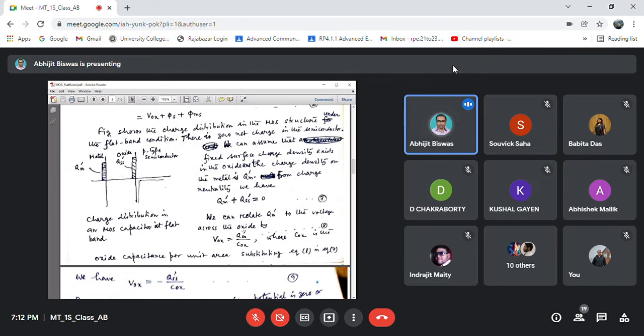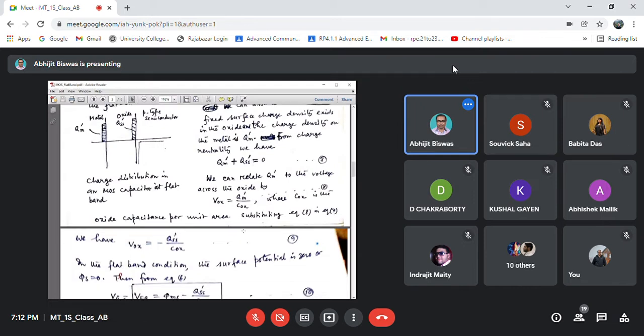So I think it is clear. So now we can relate Q'. Is it clear, Indrajit?